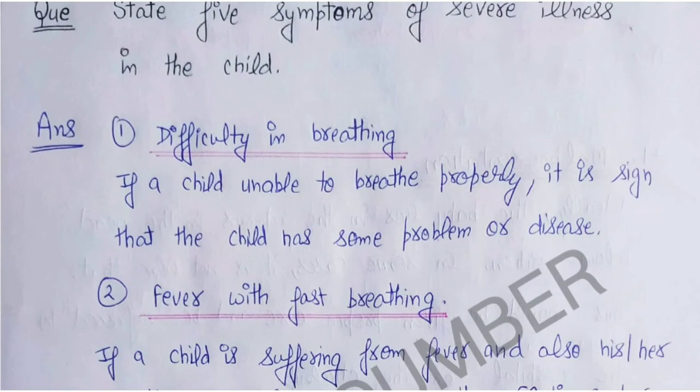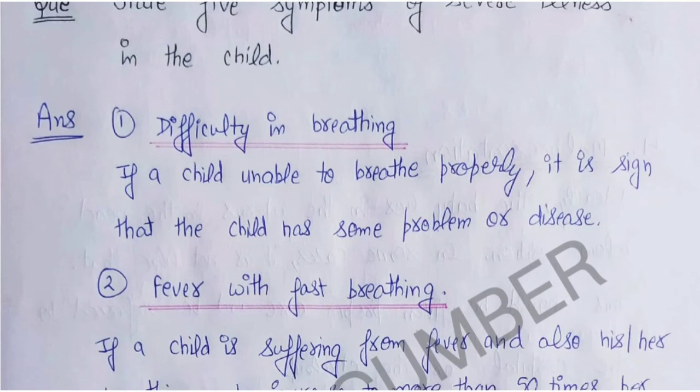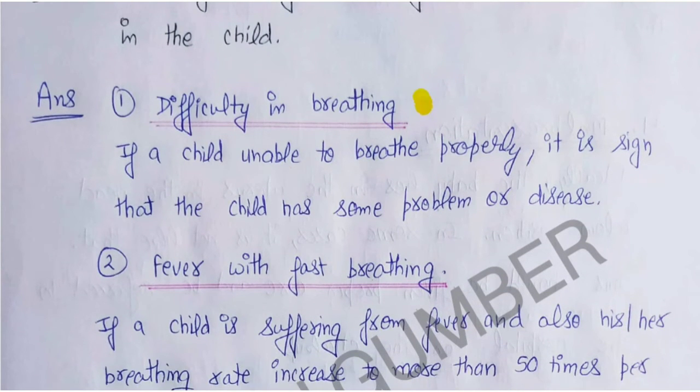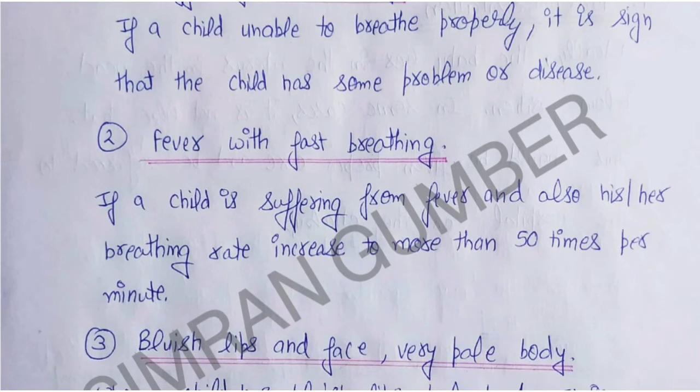Okay, next important question. State 5 symptoms of severe illness in the child. What are the 5 symptoms that shows that the child is severely ill? First, difficulty in breathing. If a child is unable to breathe properly, it is sign that the child has some problem or disease. Fever with fast breathing.